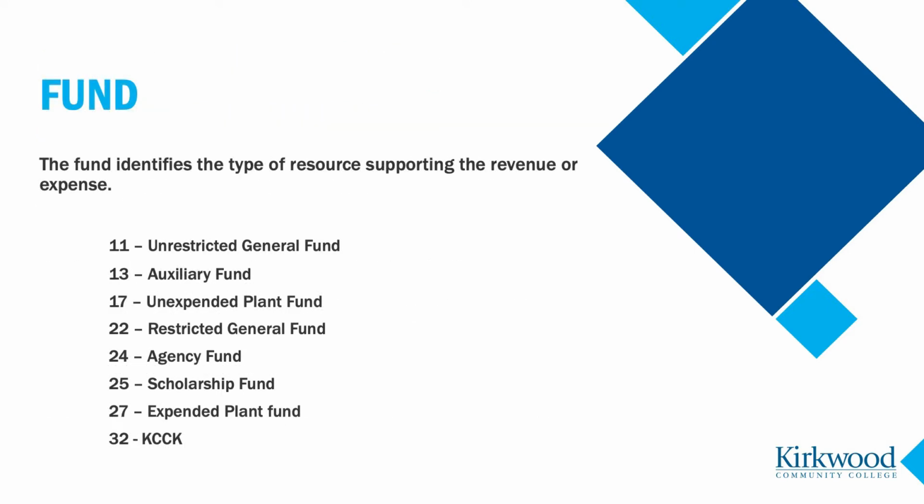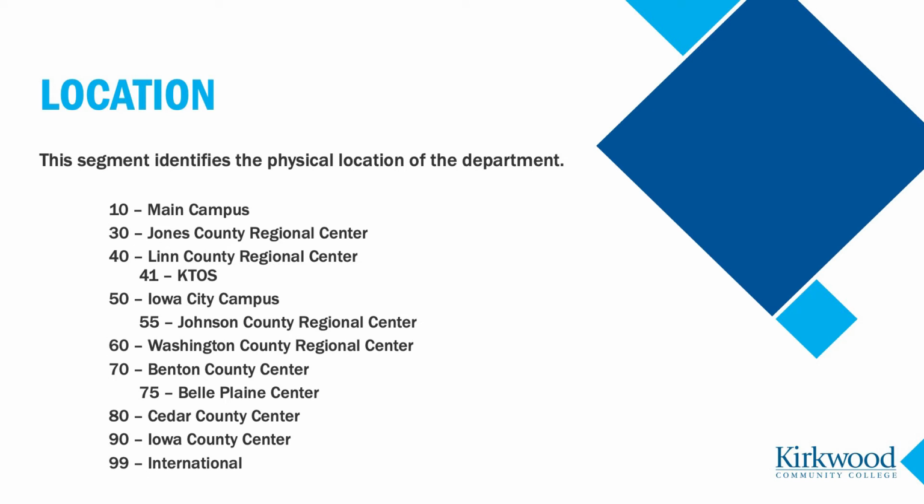The fund is the first of 5 segments in an account. The fund will always have 2 numbers which identify the type of resource supporting the revenue or expense. We have a total of 8 funds, some of which are restricted and unrestricted. Our second segment is the location and also consists of 2 numbers. While the location segment identifies the physical location of a department, there are exceptions to this rule.